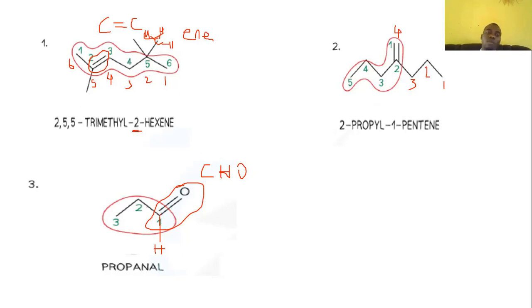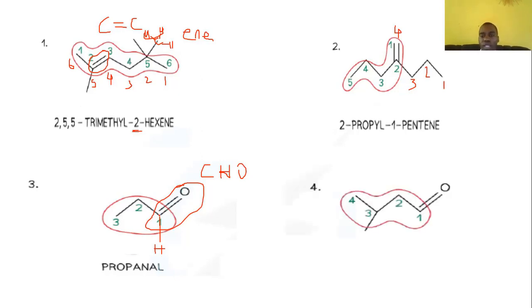So CHO, an aldehyde. If it's an aldehyde or any other higher functional group, you have to consider starting to count from the carbonyl carbon. The carbonyl carbon is the carbon that is double bonded to another atom.